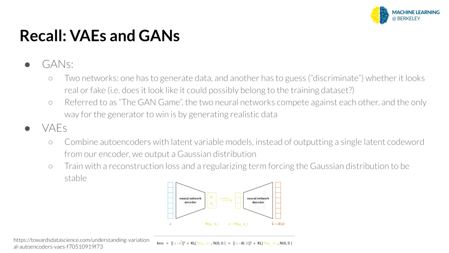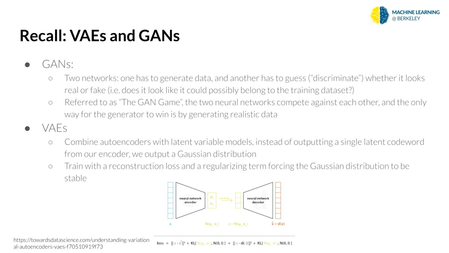We're going to briefly go over what VAEs and GANs are. Starting with GANs: we've talked about both of these topics in previous lectures, but in case you've forgotten, we're going to briefly summarize them again. GANs are essentially a neural network model that uses two networks within it. One is a generator that generates data, and another has to discriminate whether it looks real or fake. Based off of that, we have something called the GAN game, where these two neural networks are essentially competing against each other, and the only way for the generator to win is by generating realistic looking data.